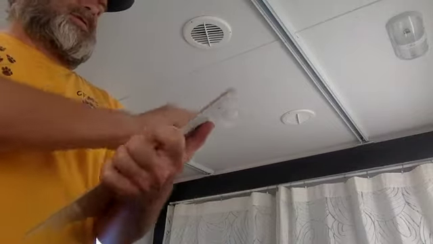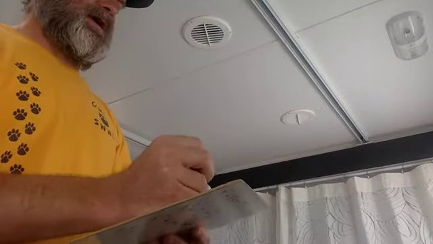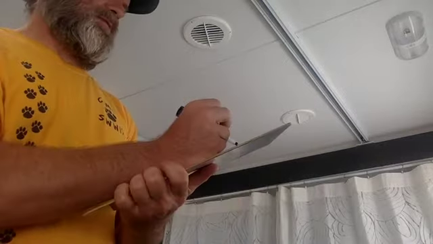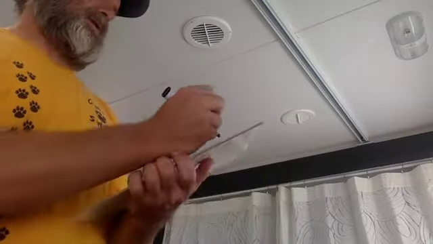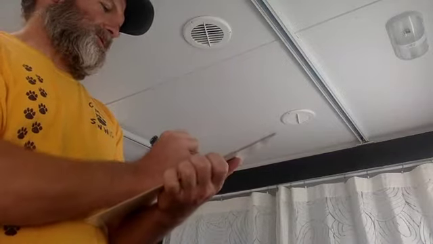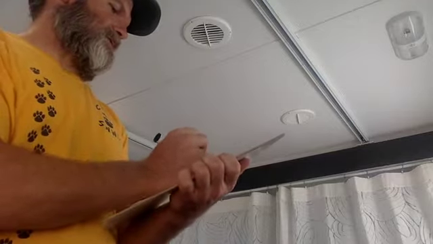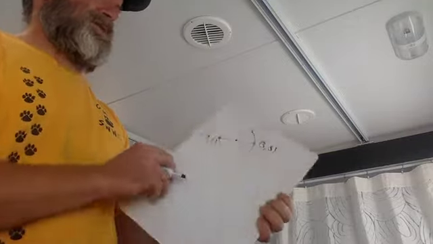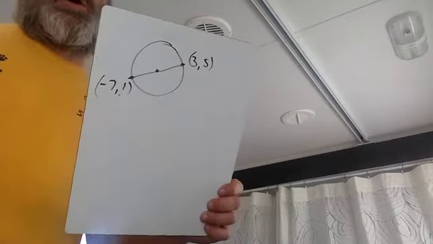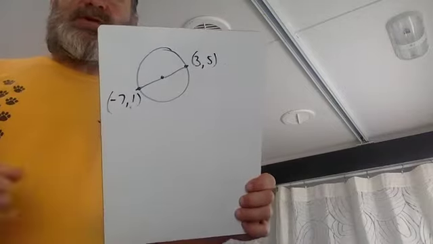Now, today we're going to write the equation of a circle when we're given the coordinates of the endpoints of a diameter. So, for example, here's a circle with a diameter. I'm just going to make up some numbers. I'm going to say this is 3, 5, and this is negative 7, 1. So I'll say those are the coordinates of the endpoints of my circle. Now we have to write an equation of the circle from this information. That's all you're going to be given.